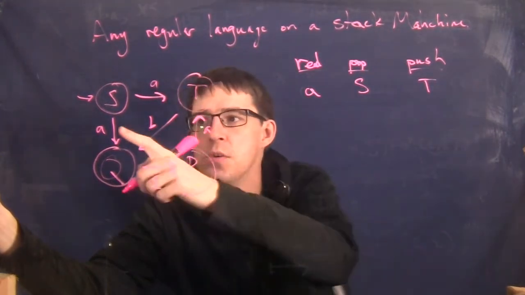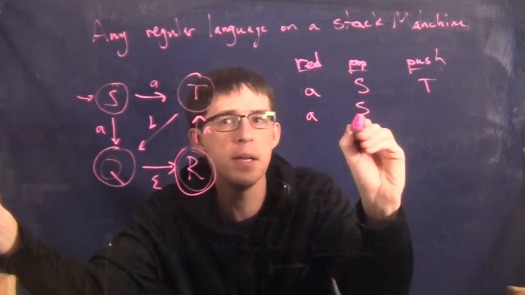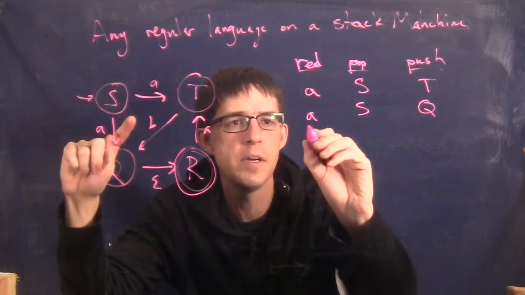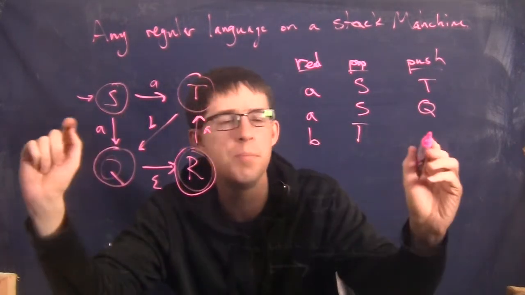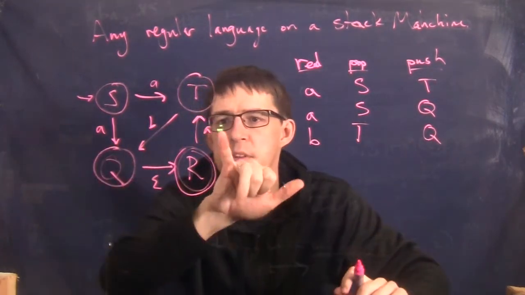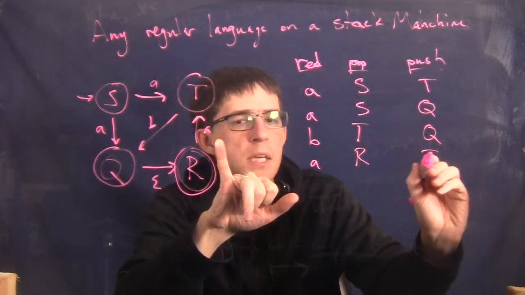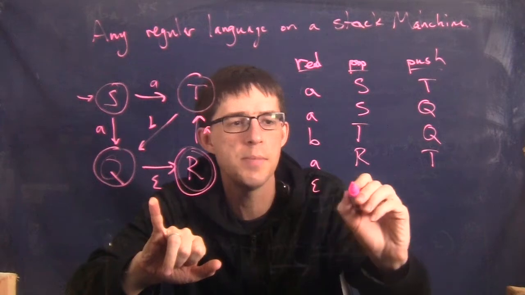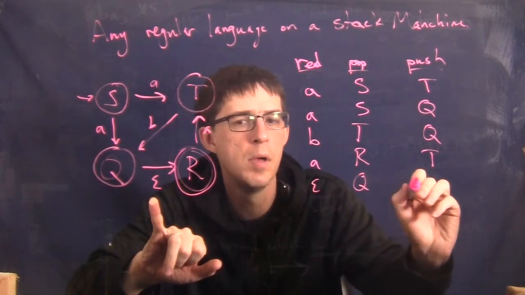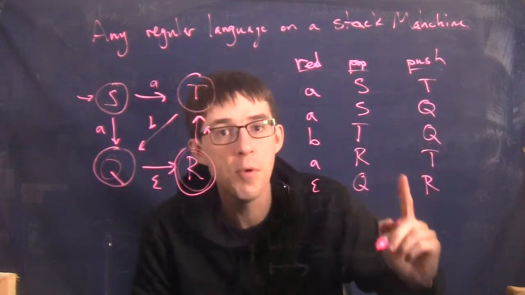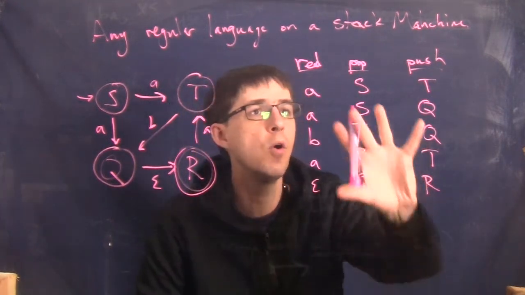So we're also going to do read A, pop S, push Q. That's this arrow here. All right, this B in the diagonal here is read B, pop T, push Q. This A going up here is read A, pop R, push T. And then this epsilon here is read epsilon, pop Q, push R. All right, and this is basically it. There's one more thing that we need over here.